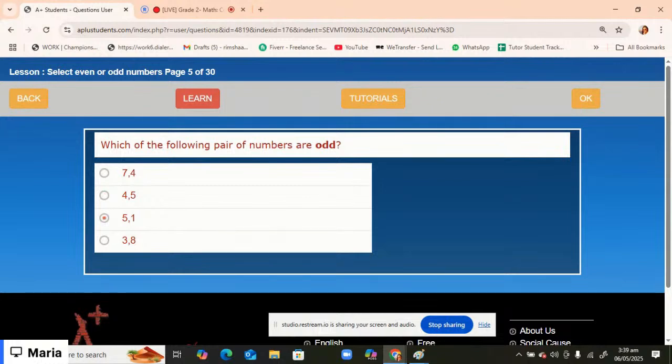Let's check the option C, 5. 5 is an odd number, and 1, this is also an odd number. So these both are odd.